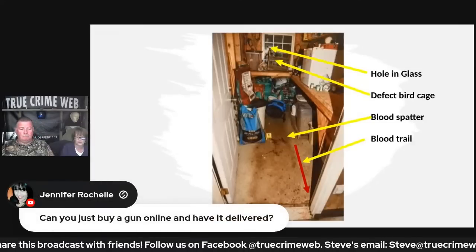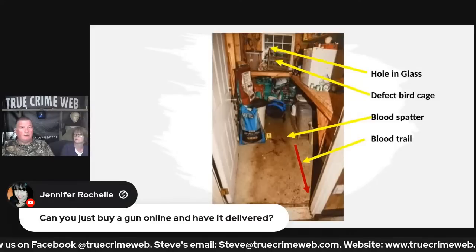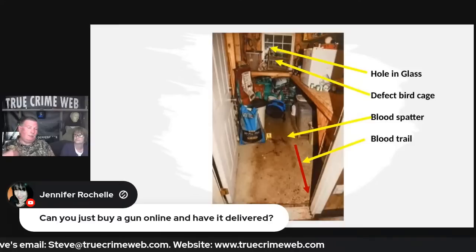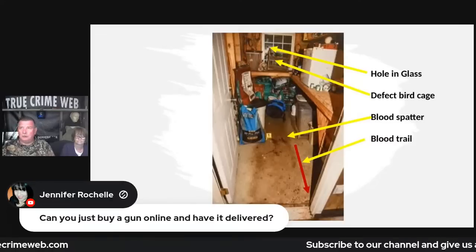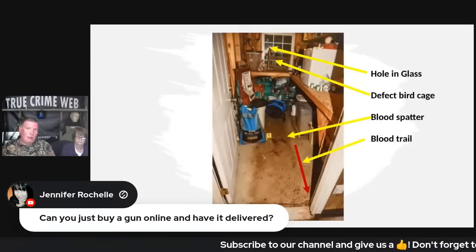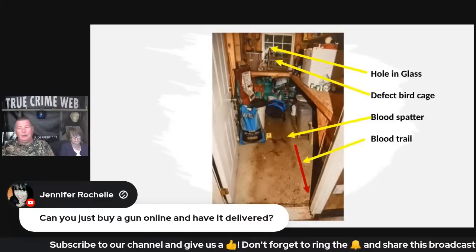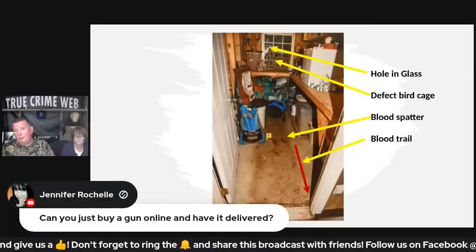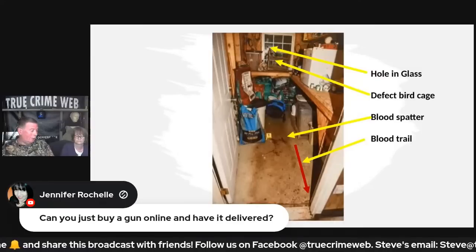And Jennifer Rochelle, can you just buy a gun online and have it delivered? No. Firearms have to be, there's a paper process, a paper trail that state laws, federal laws, and the ATF enforce, and you have to fill out those forms for it to be a lawful sale. Now, of course, people can buy guns from individuals without that paper trail, but they're not going to be mailed and delivered.